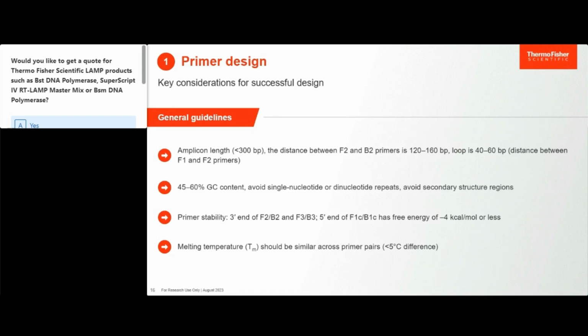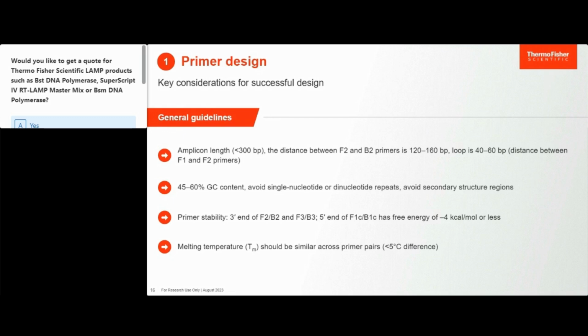LAMP primer design is similar to PCR, but significant differences exist between the two approaches. LAMP primers entail several critical factors such as primer and amplicon length, melting temperature, GC content, secondary structure, stability at the end of each primer, and distance between primers. Firstly, let's talk about the amplicon length and why it's important.